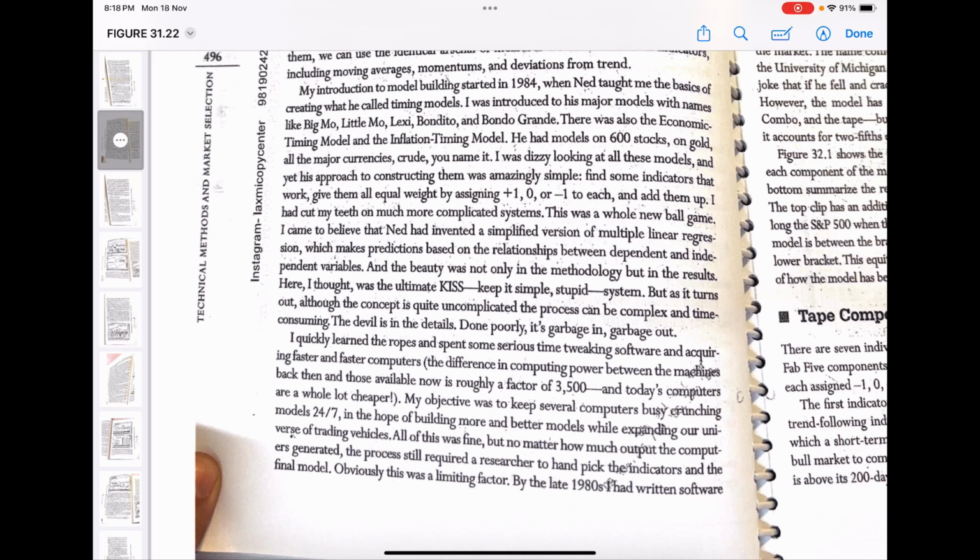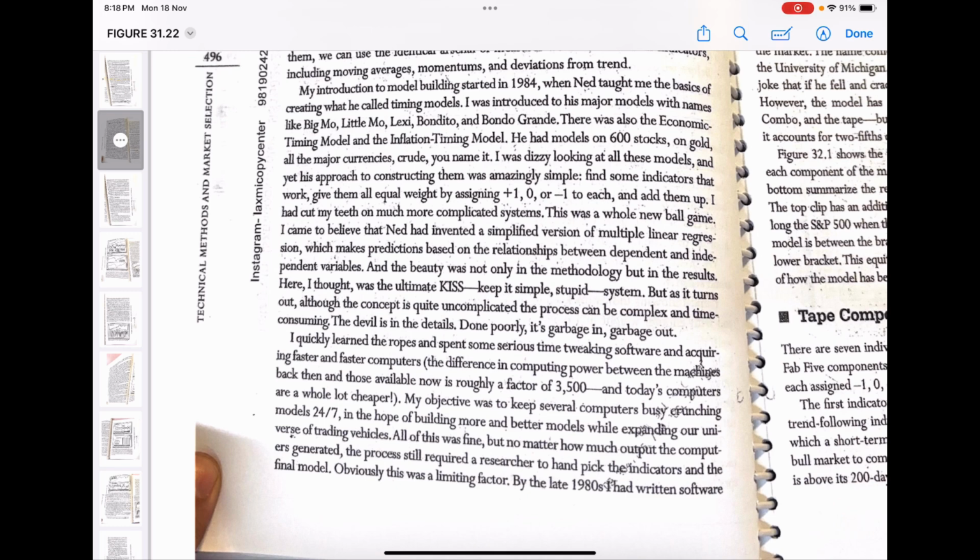He had models on 600 stocks, on gold, all the major currencies, crude, you name it. I was dizzy looking at all these models, and yet his approach to constructing them was amazingly simple. Find some indicators that work, give them all equal weight by assigning plus 1, 0, or minus 1 to each, and add them up. I had cut my teeth on much more complicated systems. This was a whole new ballgame.